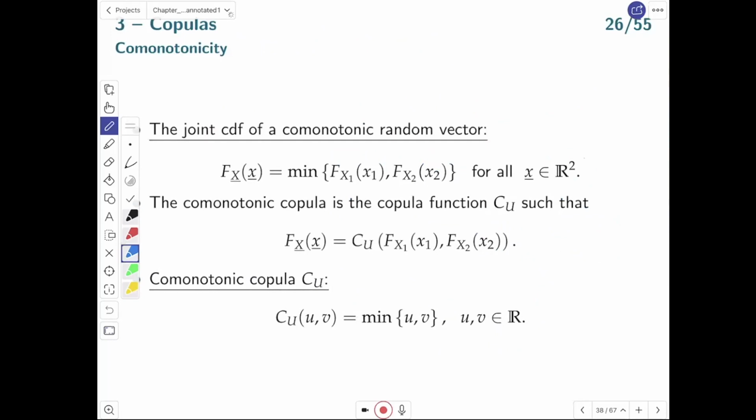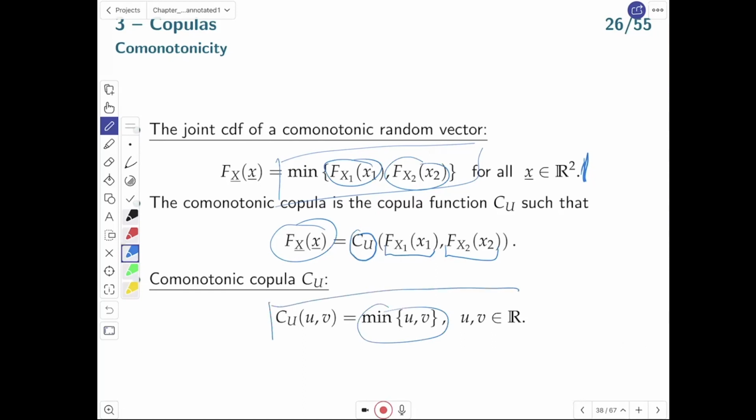All right. So we derived this expression here, and then we can translate that to a copula. If I want to derive this joint CDF, I should start with the marginal CDFs, which are here, and you have to apply the copula function C_U, which is now this minimum. So this copula here is what they call the comonotonic copula. It tells you the comonotonic dependence of my comonotonic random vector.